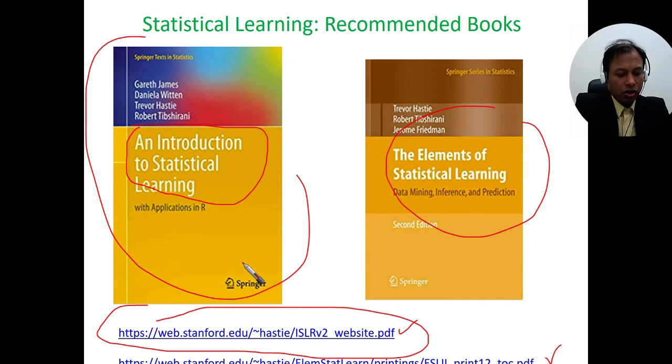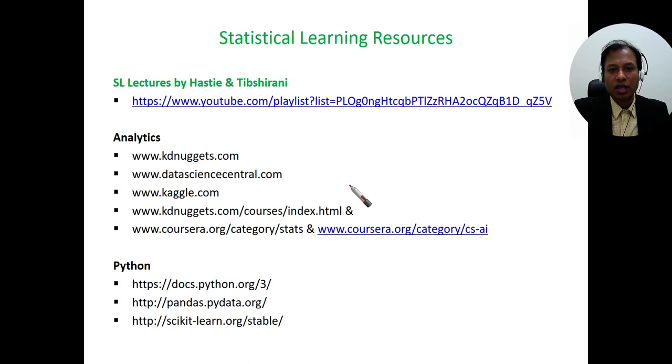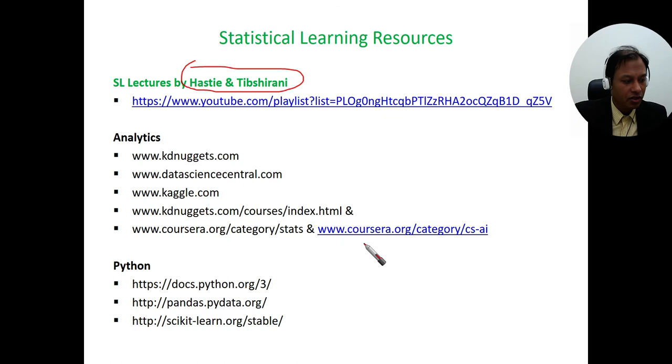There are some more names you can see for statistical learning. I'll upload these slides, and these are some resources. Not only my video lectures, you can also take video lectures from the authors of these books themselves. They also have lectures at Stanford University, and they are also great lectures. But maybe my lectures will be a little more updated with some more references, and sometimes my explanations will not be sufficient. You can go back and forth and clarify your understanding using other resources, no problem.